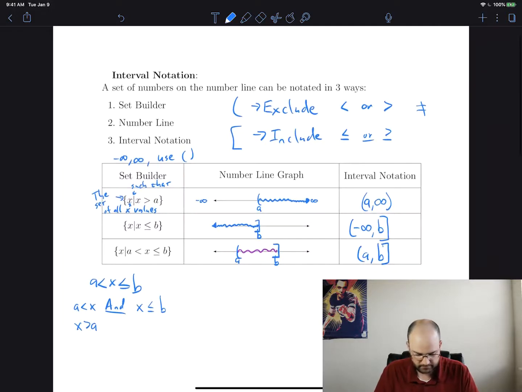Alrighty, well, now we know how to use interval notation, and we're doing that in order to be able to write down the solutions to linear inequalities. And now that we know this, we can go ahead and start solving linear inequalities.